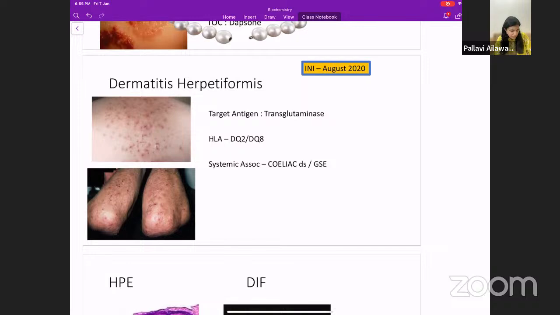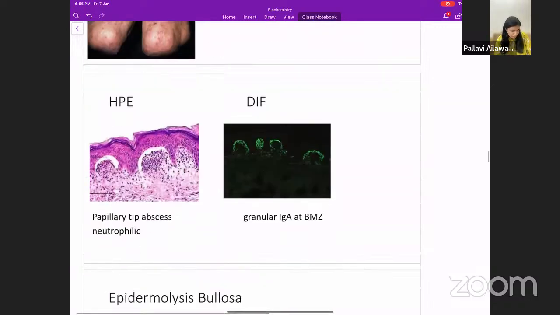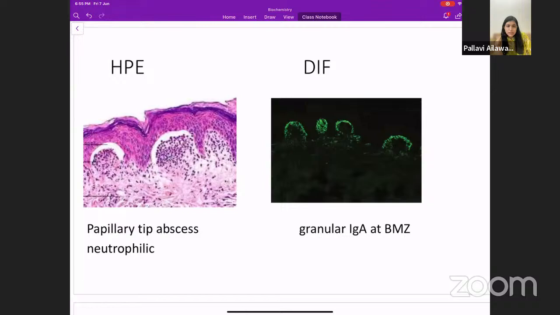The hint that you have to catch in dermatitis herpetiformis is multiple itchy papillovesicular lesions on the extensors. This is associated with celiac disease. In the histopath, we get papillary tip abscesses. See, this is one of the micro abscesses that you see in dermatology, papillary tip abscesses, which are composed of neutrophils. And the DIF shows a granular IgA deposition at the basement membrane zone.